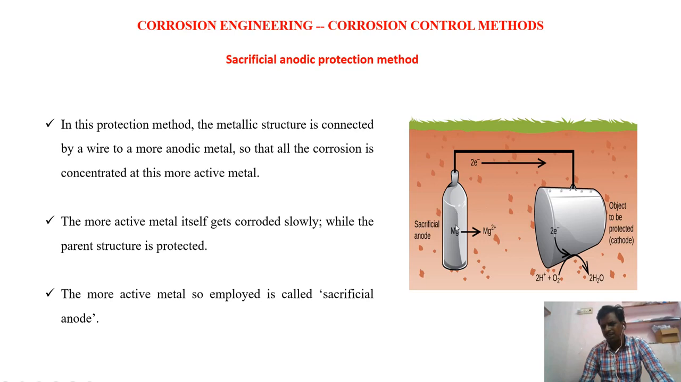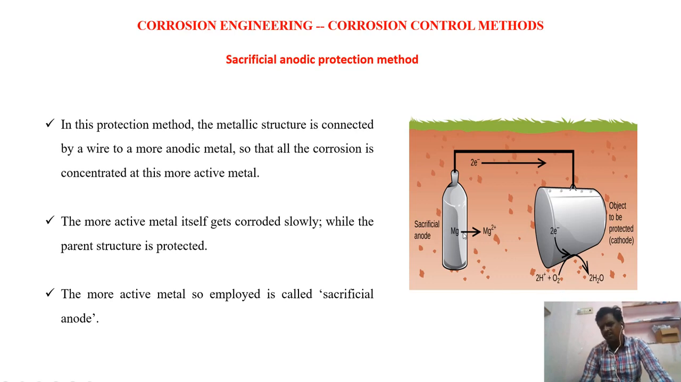At the anode position, we have to take a more anodic metal. Both of these, anode and cathode, are connected through the wire. This more anodic metal acts as a sacrificial anode because it undergoes corrosion rapidly instead of the other, protected metal. The electrons are transferred from the anode to the cathode, and these electrons are consumed by the corrosive agents. This is the important thing.